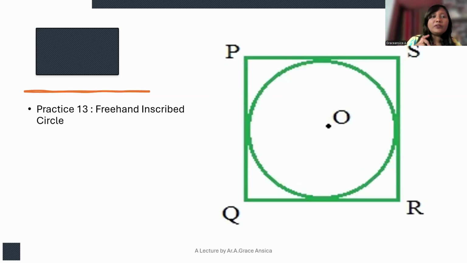Same way you can do it for your inscribed circle as well. Draw radiating lines, get the measurement from O to this point, this edge, and then gauge the same measurement all around. You will get your inscribed circle.